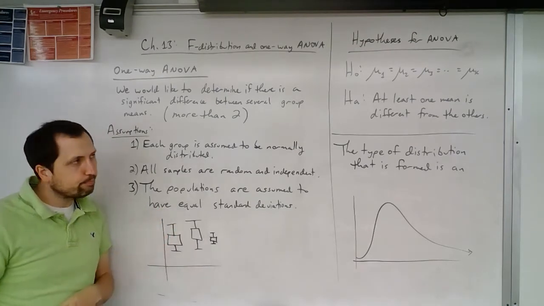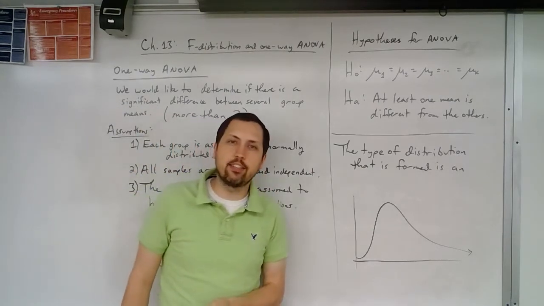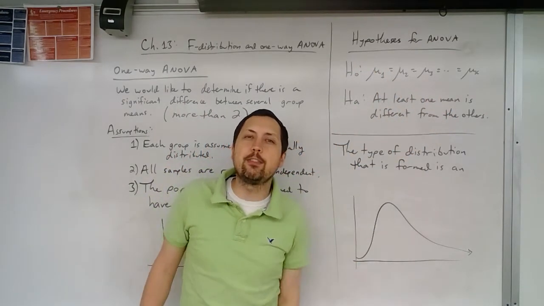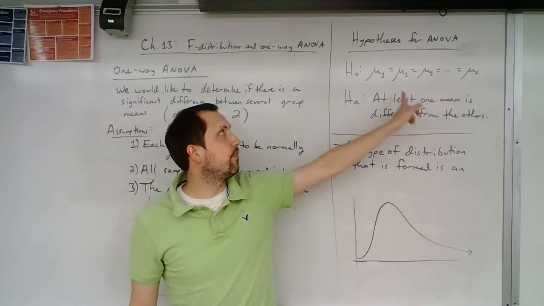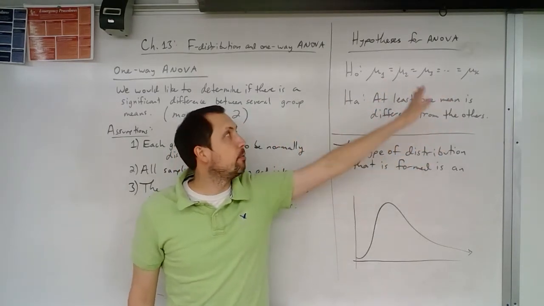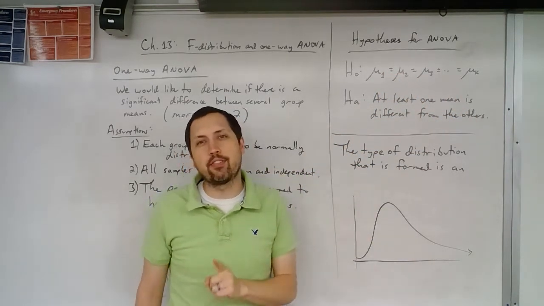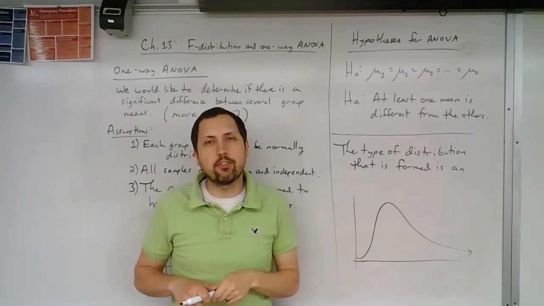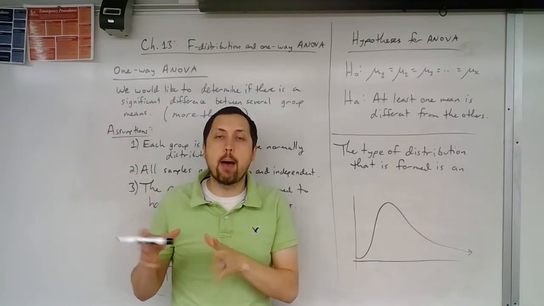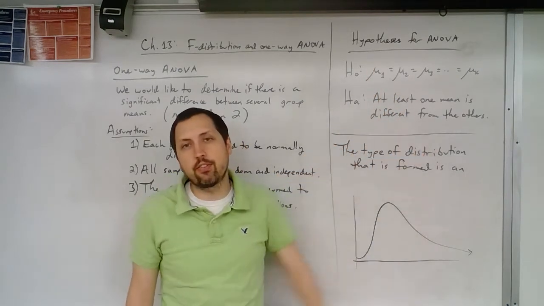For ANOVA, if we're trying to come up with a hypothesis test, our null hypothesis is that every single one of these means is equal to each other. The mean of the first group is equal to the mean of the second group, which is equal to the mean of the third group, however many groups there are. If there are five, there'd be five of these equal to each other. The alternative hypothesis is now a little bit different. The symbolic notation gets a little trickier, so in general it might be easier to just say this phrase: at least one mean is different from the others.